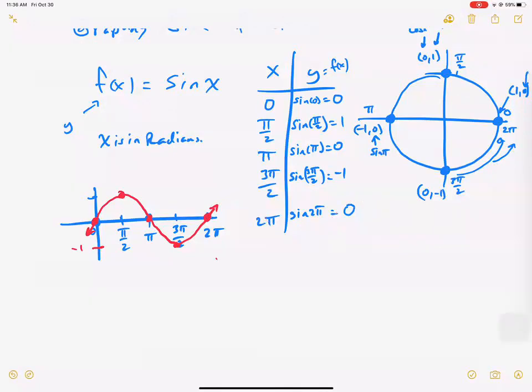We also term this as sinusoidal. I think that's how you spell it. I'm terrible at spelling. Sinusoidal. Down a little bit. Huh?